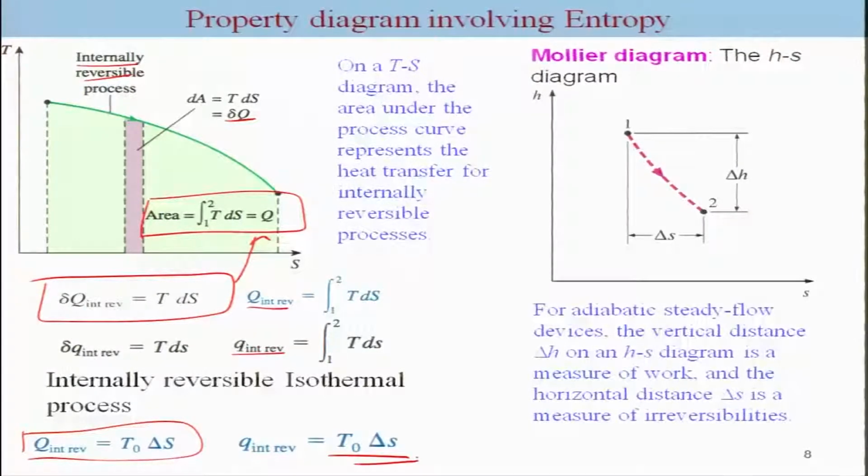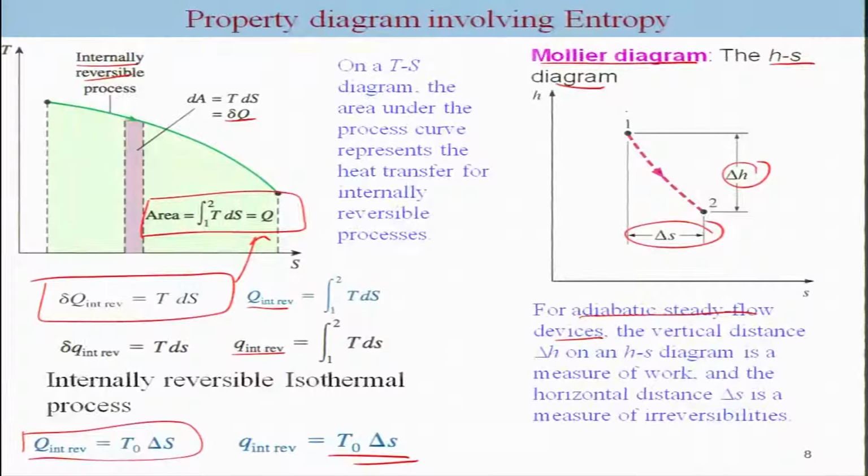One can also make use of the HS diagram, which is a Mollier diagram, for processes involving adiabatic steady flow. In such a case, the drop in delta H measures the work associated with these steady flow devices, and the increase in delta S measures the irreversibility associated with the device. So, this is often used to explain the irreversibilities of the devices.